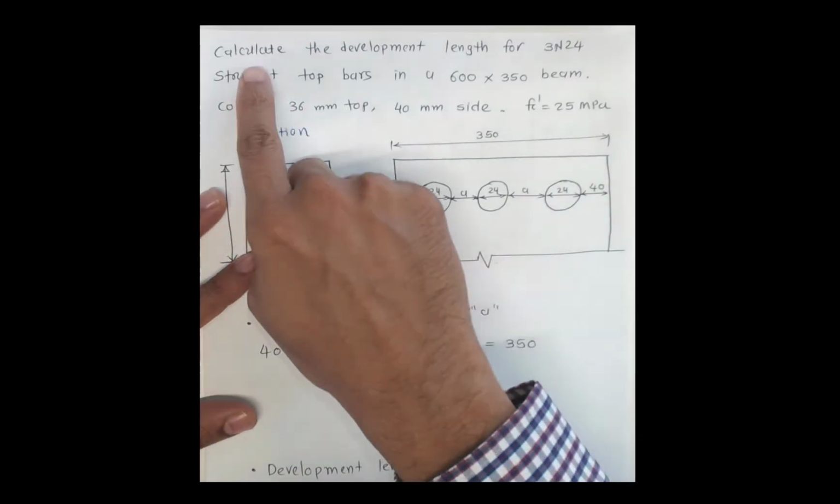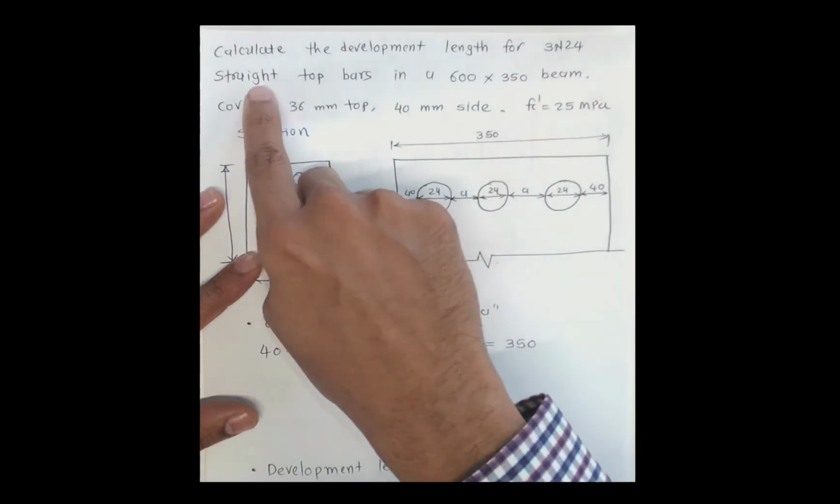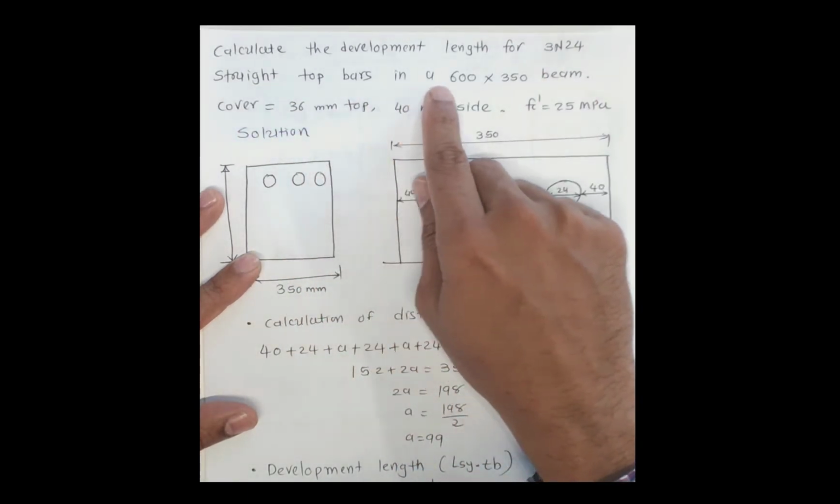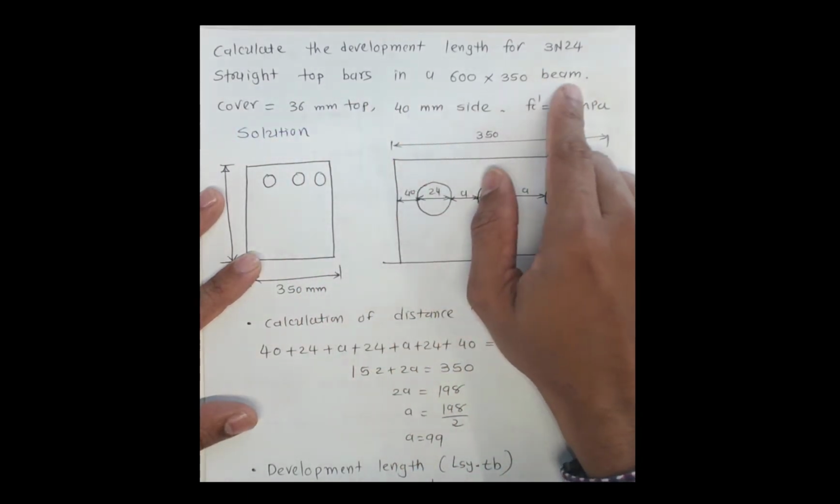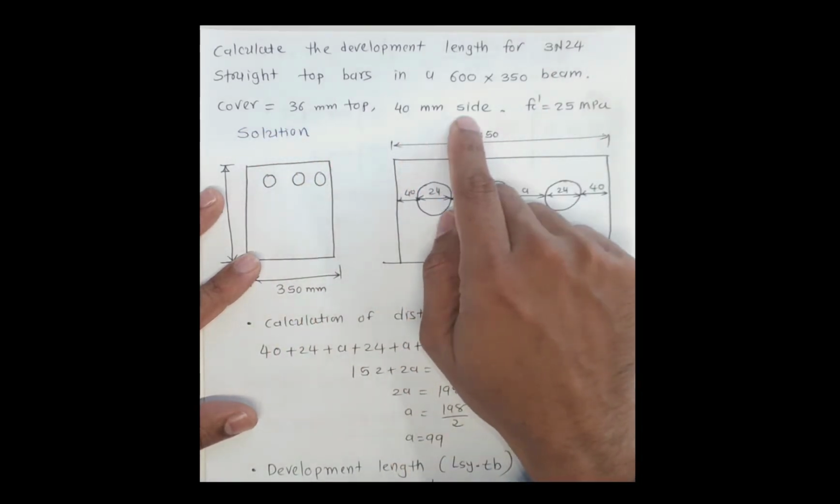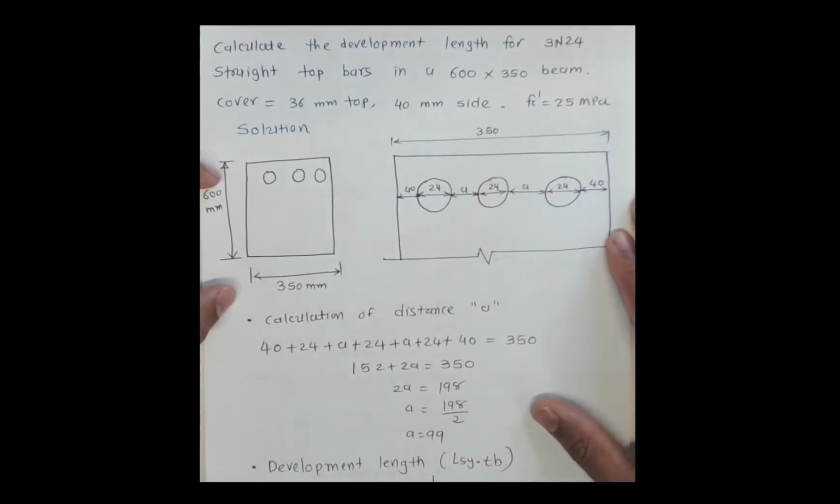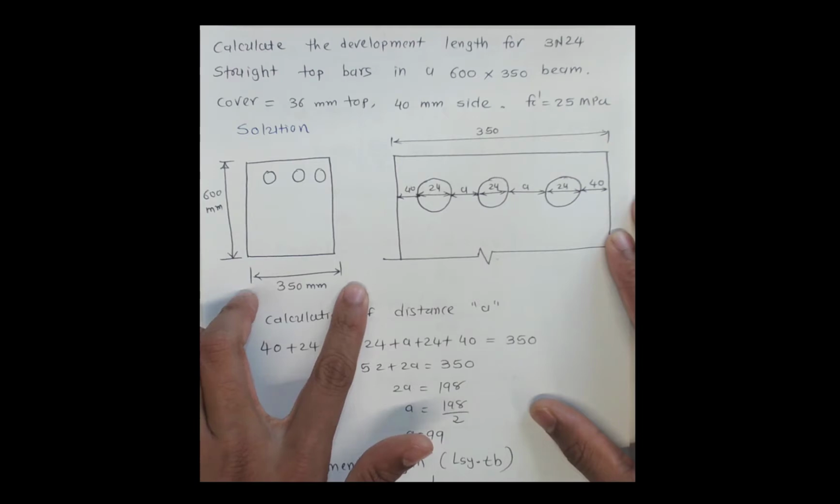This video explains the calculation of the development length for 3-N24 straight top bars in a 600 mm by 350 mm beam, with 36 mm cover at the top and 40 mm at the side. The characteristic compressive strength is 25 megapascals. So the beam has a 600 mm depth and 350 mm width.